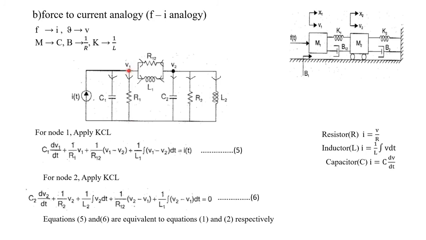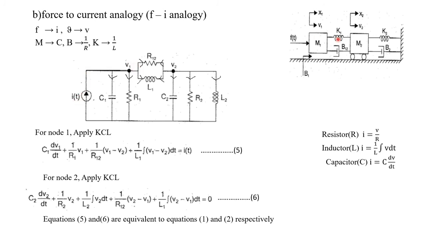At node V1, we have to connect a current source, because force is equated to current, isn't it? This is an input force, so we have to draw a current source. This is the representation of a current source. While drawing the current source, it should always be away from the ground. This is ground, isn't it? So from the ground it should be towards the node. Okay, so this is I of t.